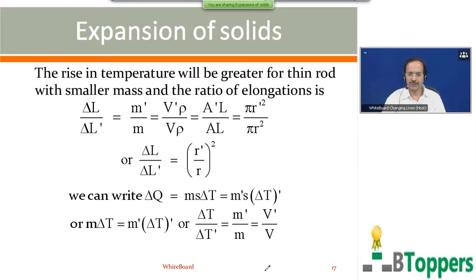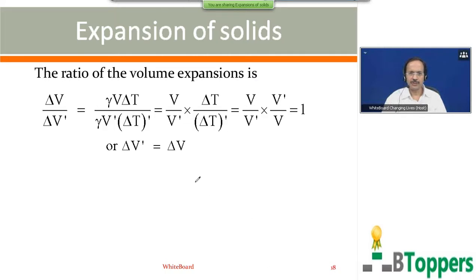I want to show the continuation on the next slide. The ratio of the volume expansion is delta V by delta V dash. Delta V can be written as gamma V delta T. Delta V dash equal to gamma into V dash into delta T dash.